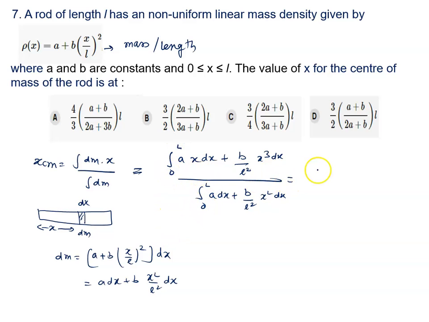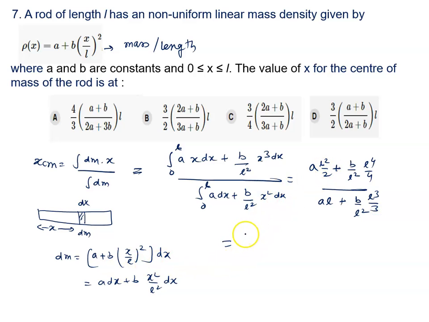So next step, a is here, x dx gives x square by 2, from 0 to L, so it is L square by 2, plus b by L square. Then this is x cube, so x to the power 4 by 4 we can write, that is L to the power 4 by 4, upon a into dx, x from 0 to L gives a into L, plus b by L square, and x square dx gives x cube by 3, that is L cube by 3.